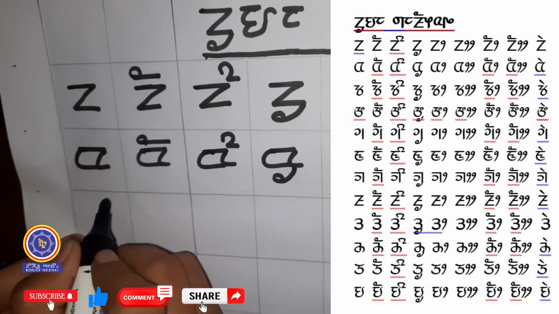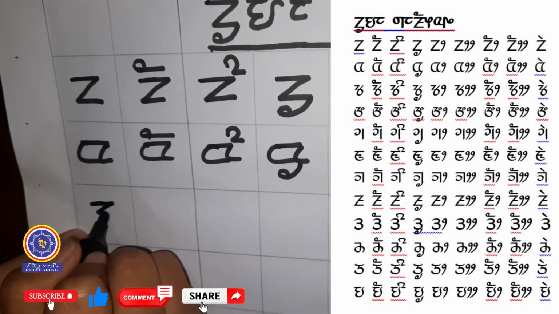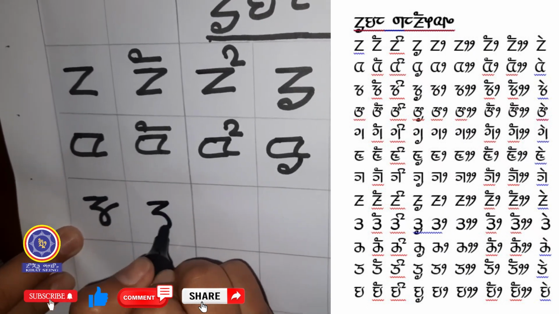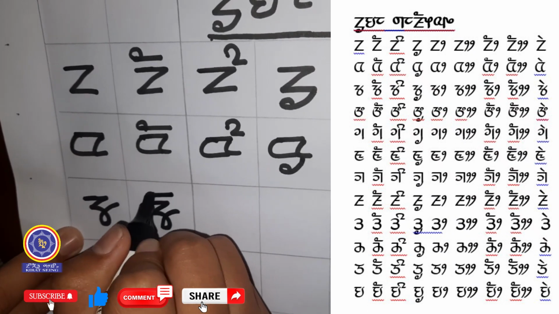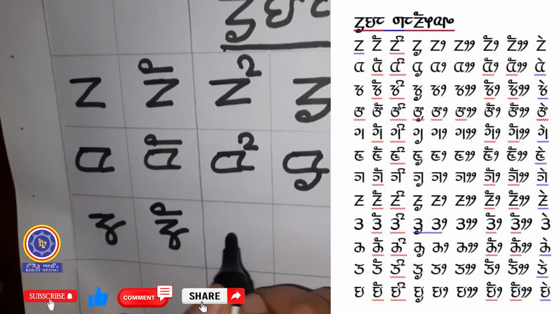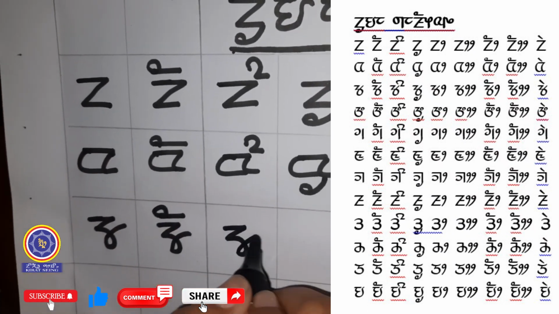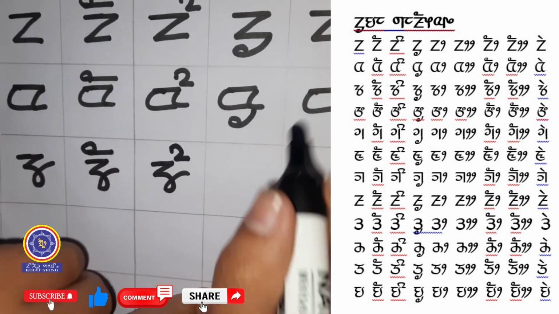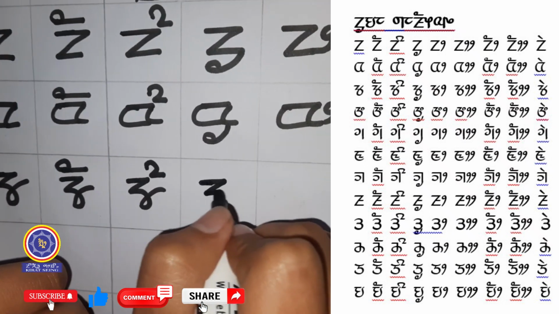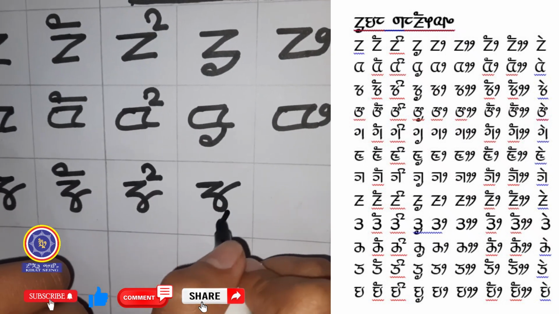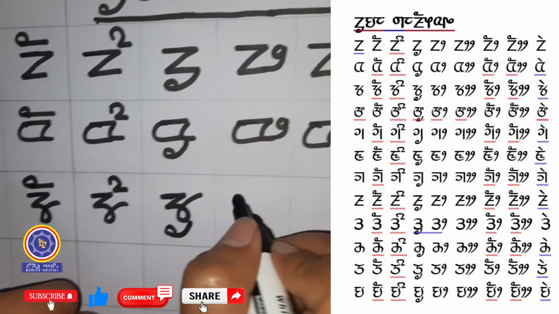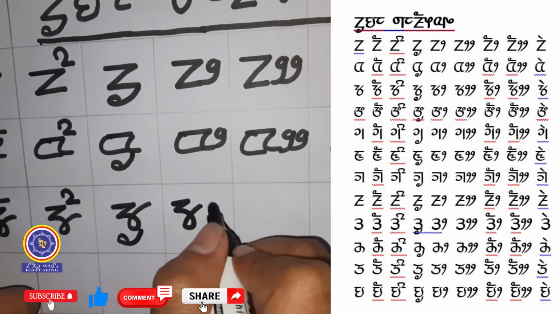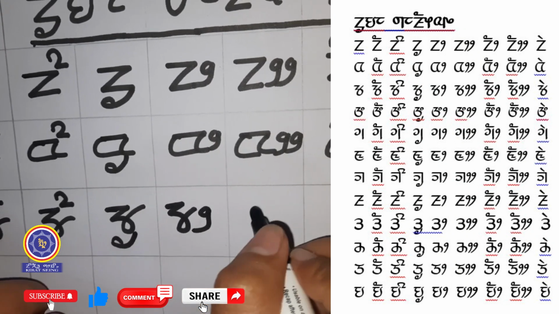And the third letter is go, go la go. Go and add amma, go amma ga. And go and add iksu, go iksugi. And then go and add uksu, go uksugu. And again go and add etu, go etuge.